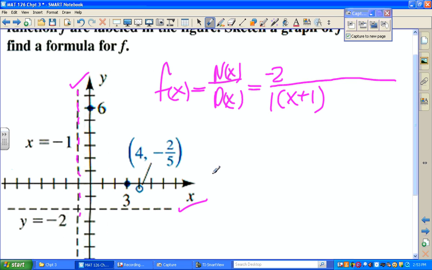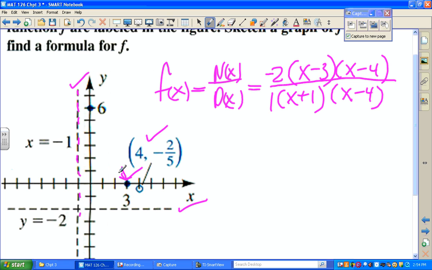And there's a hole in the graph. How do I account for that? X minus 4 in the bottom. What goes in the numerator? X minus 4. They are the same when it comes to the hole in the graph. That's a check. Oh, what's this right here? X-intercept. Where does that go? Numerator. X minus 3. Check.